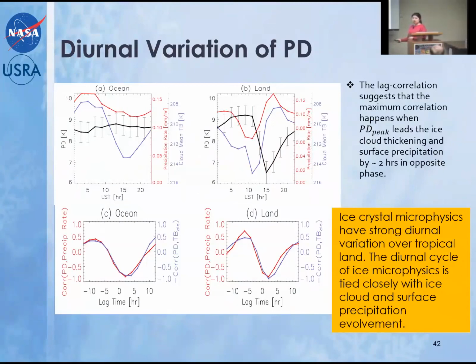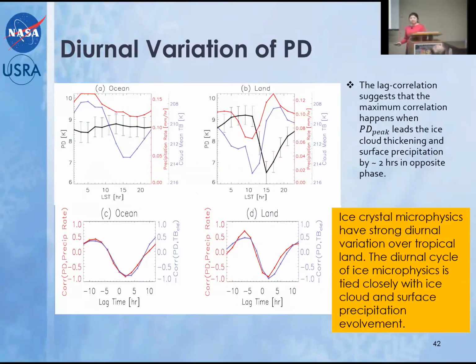Okay, so that also means for the ice cloud over ocean, the microwave radiation is pretty stable. Yes, over ocean, yes. Not only the polarization difference, but the absolute brightness temperature is also very stable in terms of the diurnal cycle. Okay, thanks.